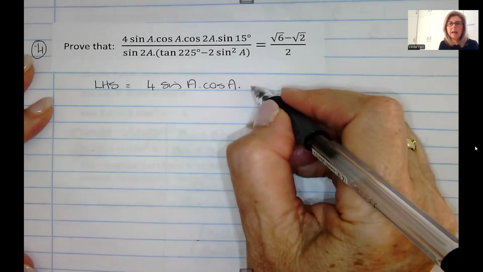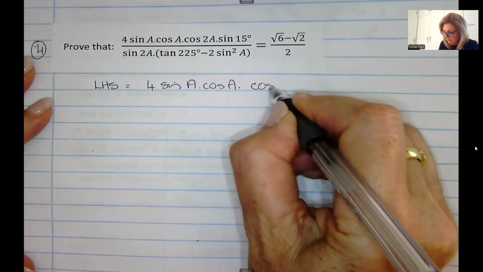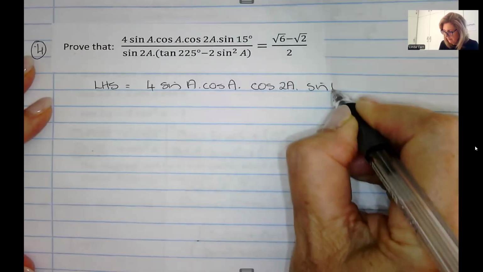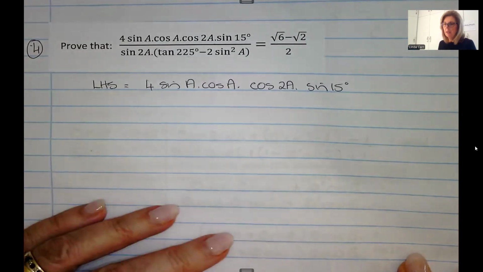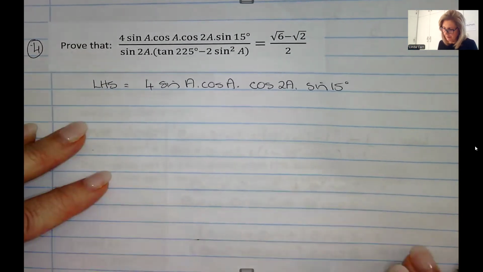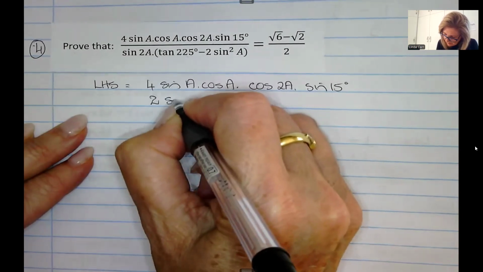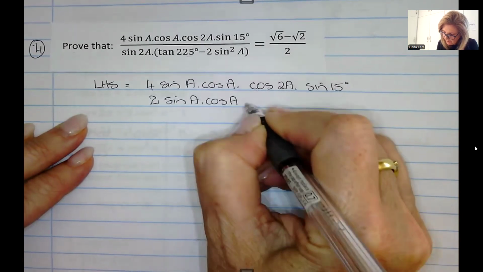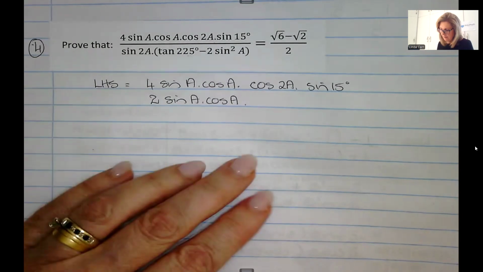Cos 2a, I'm not 100% sure what I want to do with it yet, so I'm going to leave it as cos 2a. And I'm not allowed to use a calculator, although it didn't say so, so I'm not going to touch the sine 15. At the bottom, I'm definitely going to expand the sine 2a. And that just makes me feel happy when I see what the numerator and the denominator are doing.